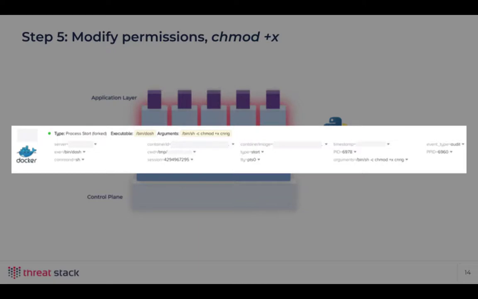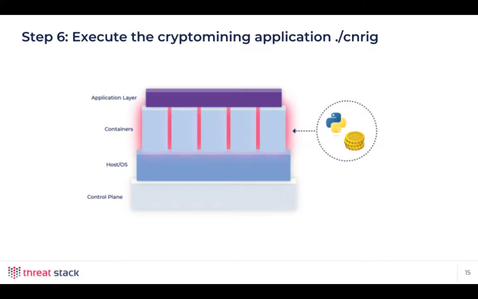And again, depending on your environment, you can craft an alert to say, okay, if it's a container and I start seeing chmod +x, shoot me an alert. Which someone like you would see. Yeah, and someone like me would see. And then we would dig into it, and we would send you a nice email saying, did you really mean to do this? Yeah. The next step is executing the crypto mining application.